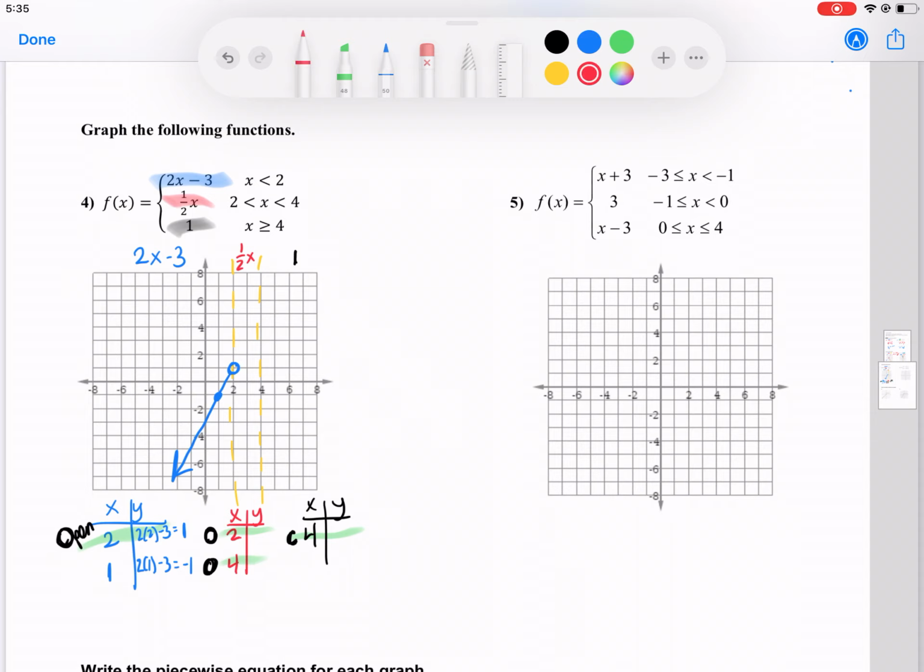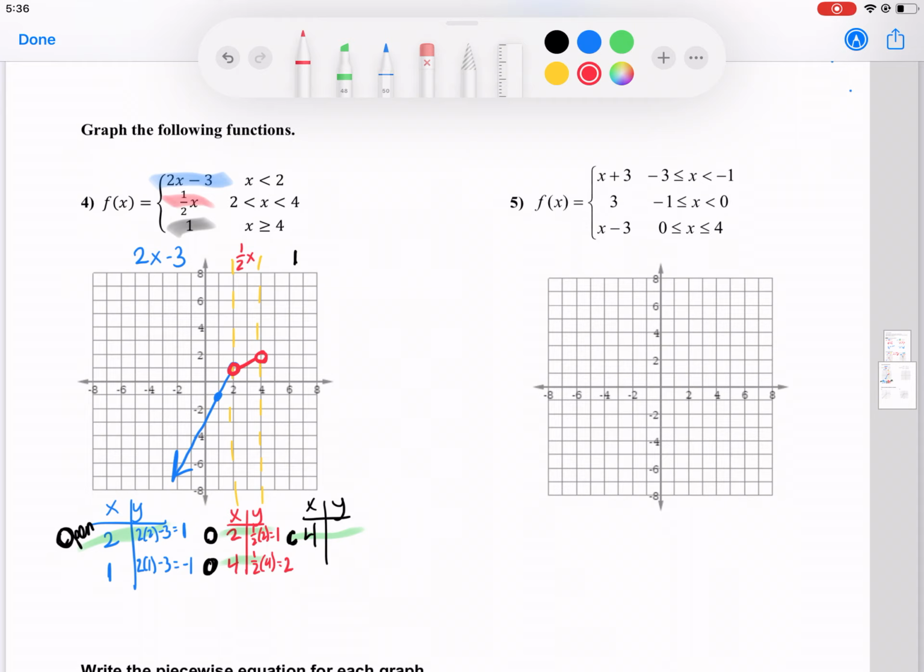Okay, the next section is the 1/2 x. So I'm going to do 1/2 times 2 for this one, which is just 1. So I'm going to do 2, 1, but it's also open, so just keep that open. So this is an example where it'll stay open. Then we're going to do the 1/2 times 4, which is 2. So I'm going to go 4, 2, and that's also open. And I have 2 points in that middle section now, so I'm just going to go ahead and connect those two.